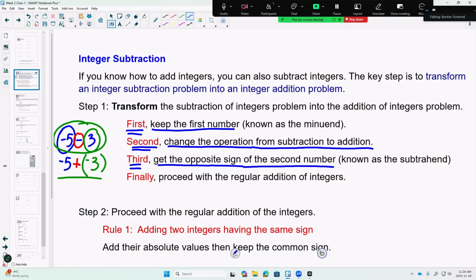And finally, the last step, proceed with the regular addition of integers. So now I've got a negative plus a negative, so my answer is going to be negative. 5 plus 3 is 8. So my answer is negative 8.